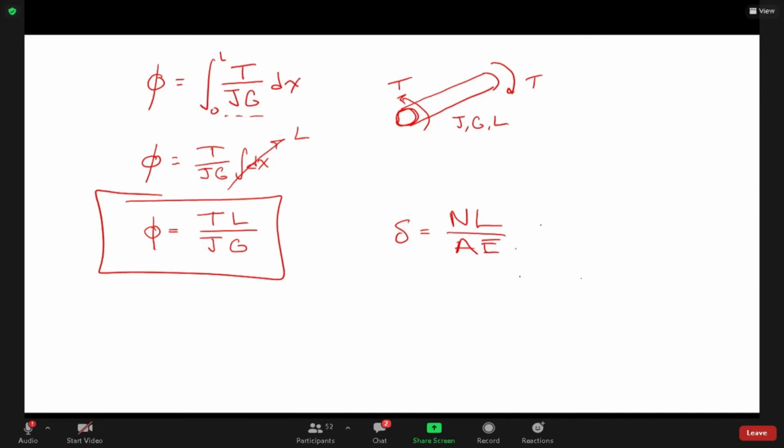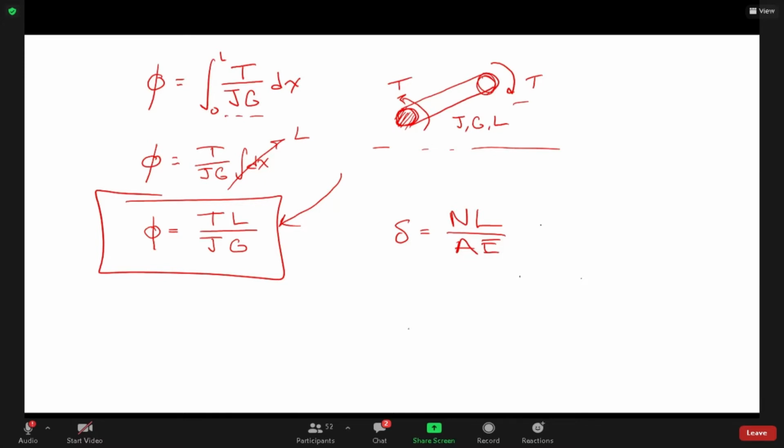So if you remember PL on AE or NL on AE, you can easily remember from the analogs what the angle of twist is. So if we have a problem like this, where we're given the torque, the geometry, so we can figure out J, and the material property, so we know G, and obviously the length, you can then figure out how much this front face twists relative to the back face. The angle of twist. And so that's the way it works. So we're going to do the same stuff with angle of twist that we did with elongation, right?